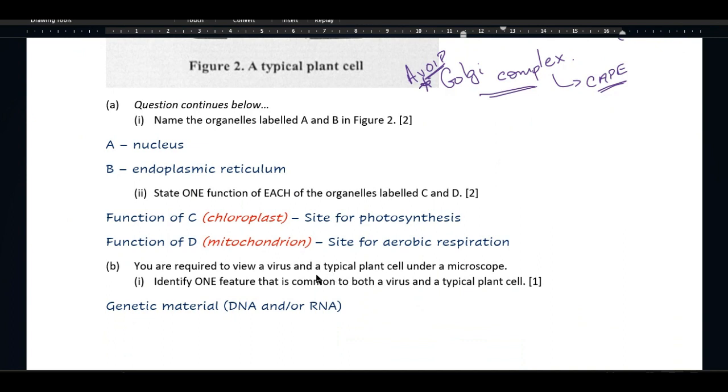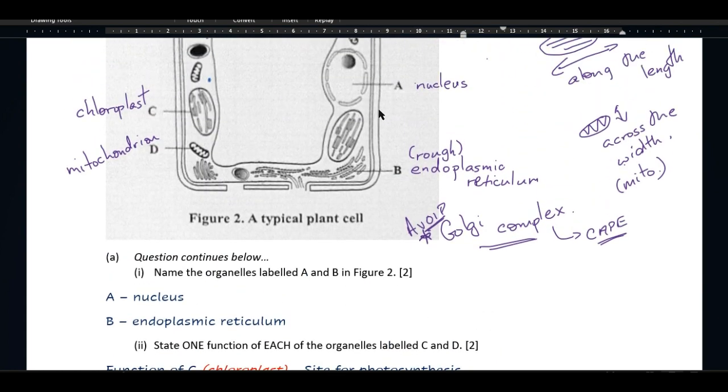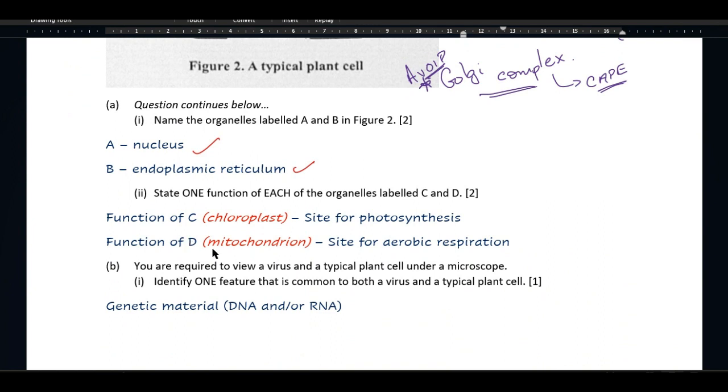So we've gone through the diagram and we've basically answered part one already, right? A, which is this guy up here, that's the nucleus. B is your endoplasmic reticulum. So we've already answered those two, so we just write it in, okay? Part two, you'll notice that it says the function. So if you answer this part by just naming the organelle, you still are not going to get the marks because they were not asking for the name of the organelle. They were asking for the function of the organelle.